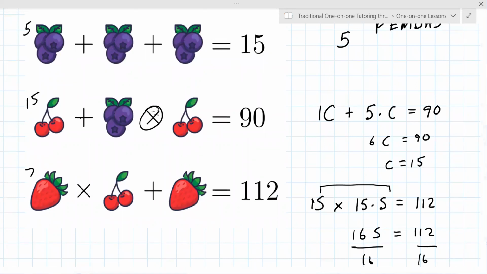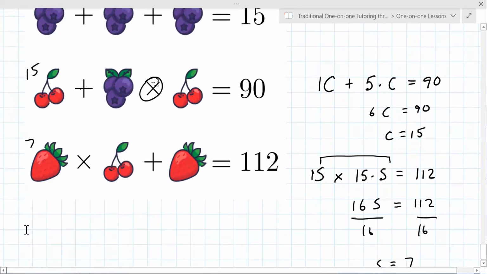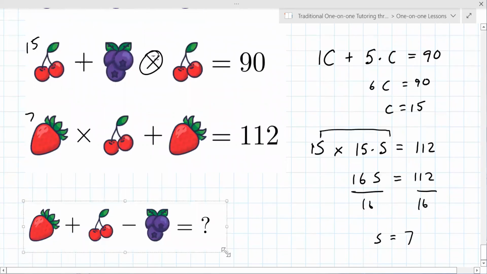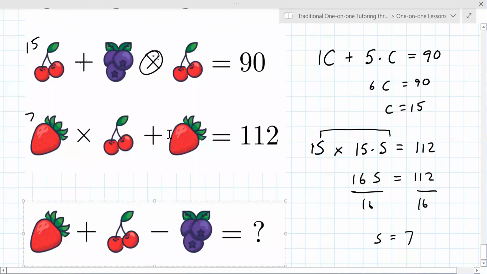Here's the payoff. The last part of it is this question here. 7 plus 15 minus 5 is 17. Yes. Okay. All right.